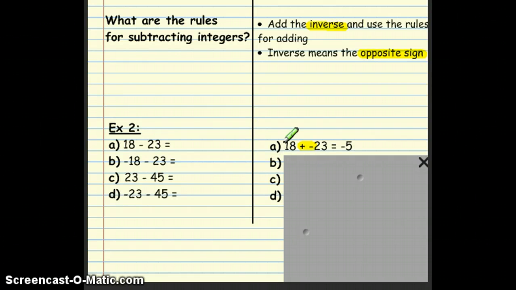Well, these two now have a positive and a negative, so they are different signs. We are going to subtract the numbers. 23 minus 18 is 5. The bigger number is 23, so it's going to be a negative 5. Go ahead and try the next three problems. Alright, letter B is negative 18 minus 23. You want to rewrite the problems. Let's go ahead and rewrite all three problems, adding the inverse.